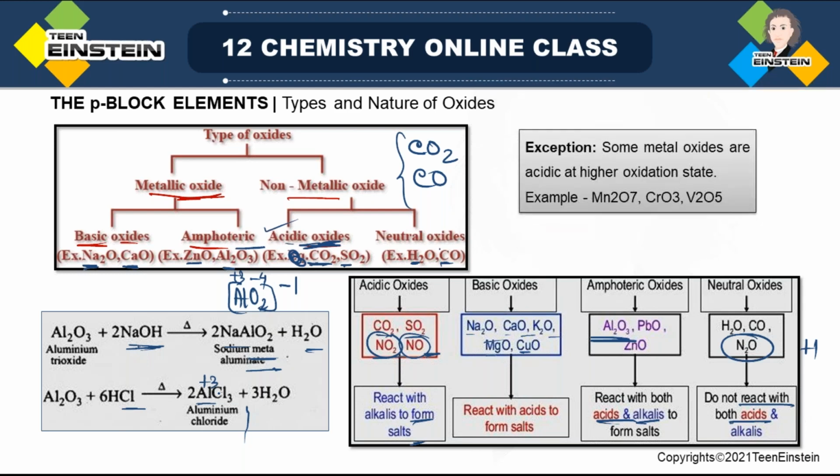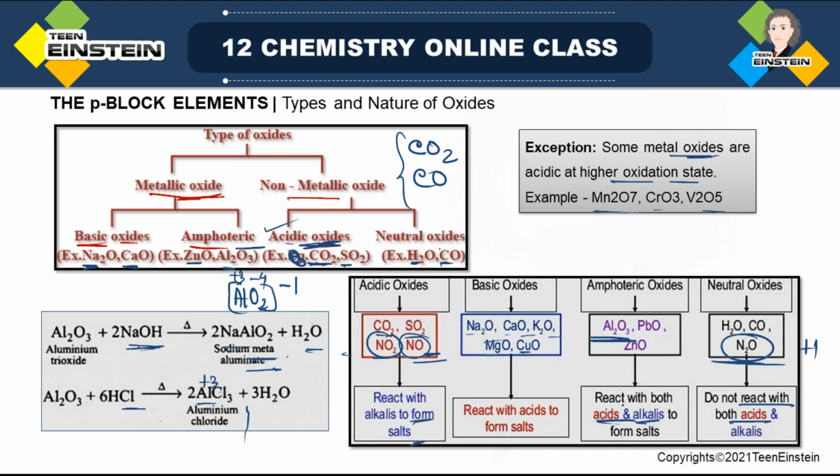Now we will see some exceptions. It is actually not an exception; there is an explanation behind it. Some metal oxides are acidic at higher oxidation states. As I have said, see this nitrogen oxide: in both cases there is an example of nitrogen oxide. But what is the difference? Here the oxidation state is low, but here it is high. So a similar explanation you can also apply.